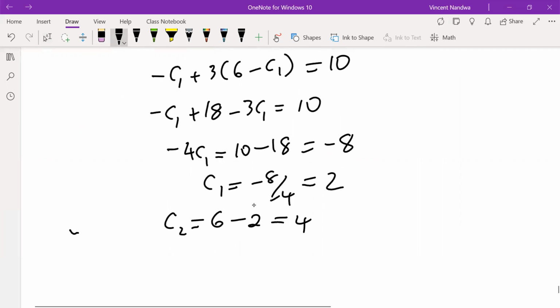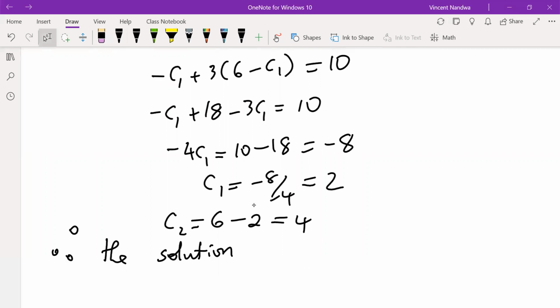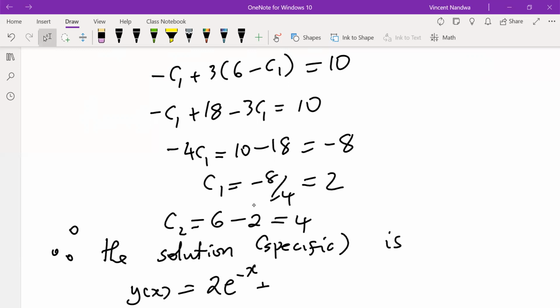So therefore, the solution, what we call the specific solution, is y of x equals c1 is 2 e raised power negative x plus c2 is 4 e raised power 3x, and then plus 3 e raised power 5x. So that is how we solve that initial value problem.